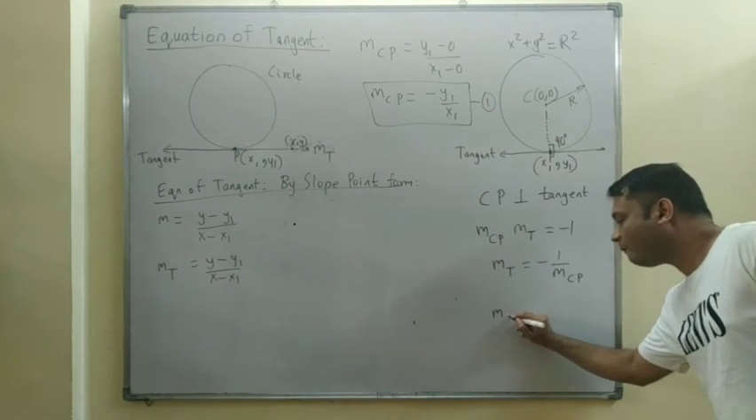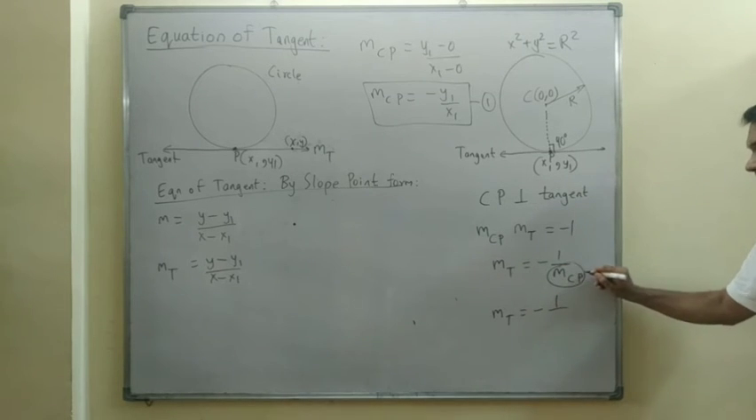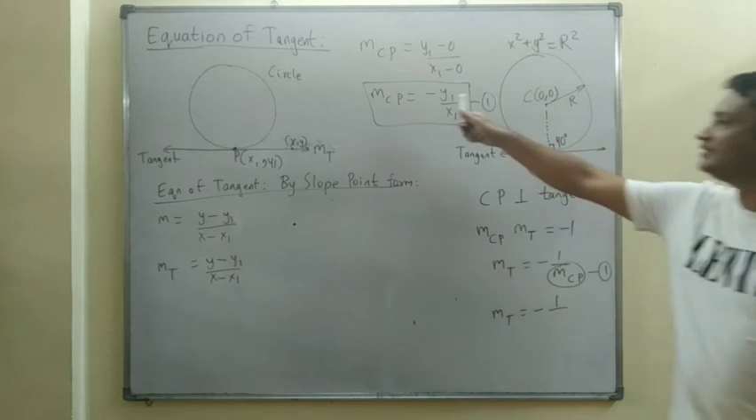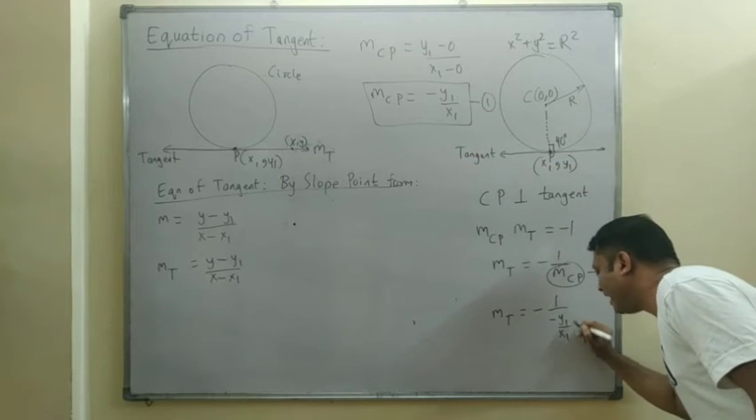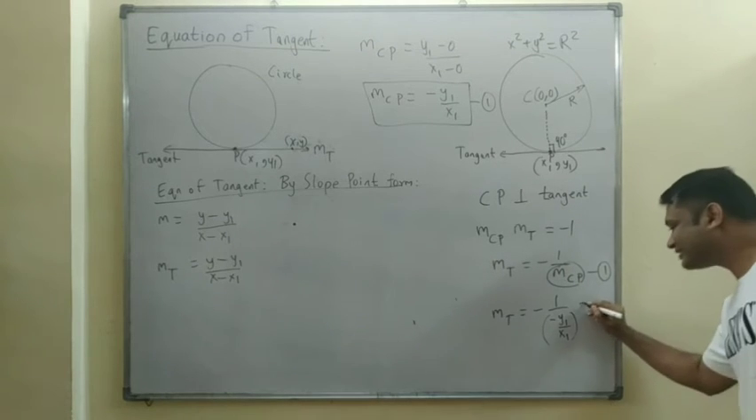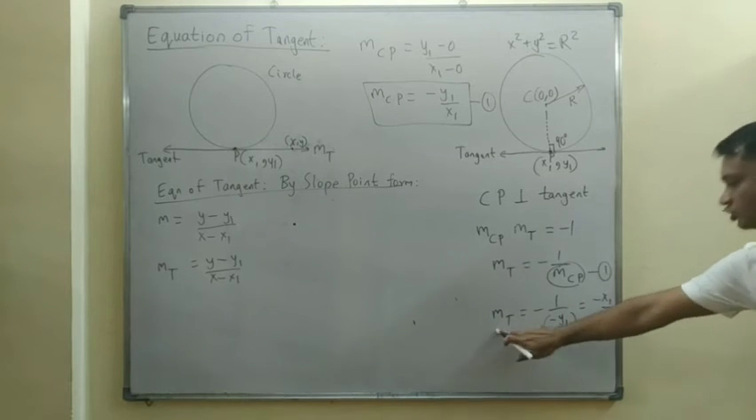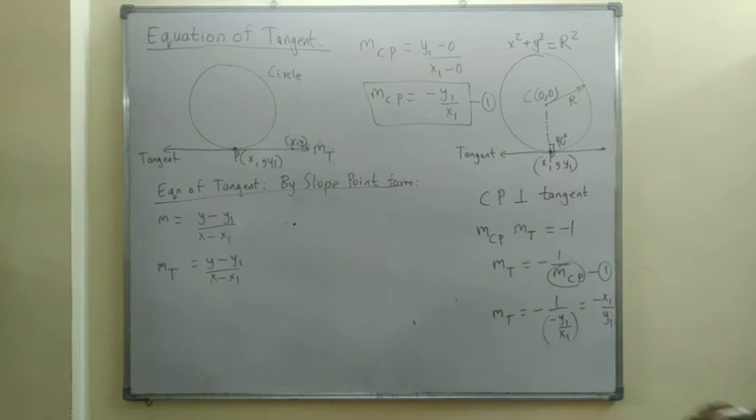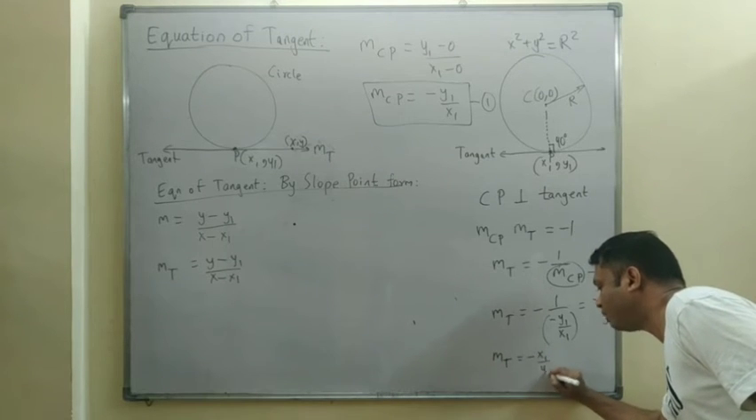So I can say slope of tangent is -1 upon slope of CP. But by equation 1, I can say slope of CP is y1 upon x1. So let us substitute the value of slope of CP. It is y1 upon x1. So this comes out to be minus x1 upon y1. So slope of tangent is minus x1 upon y1. So m subscript t is minus x1 upon y1.